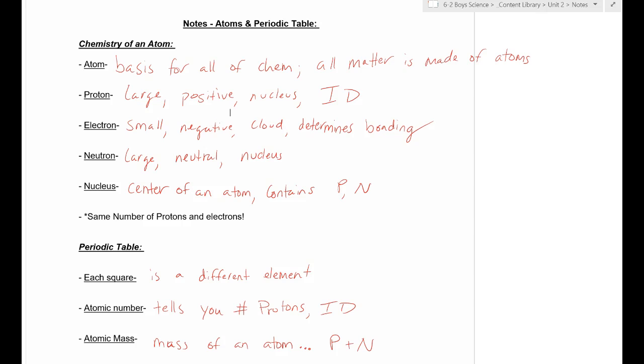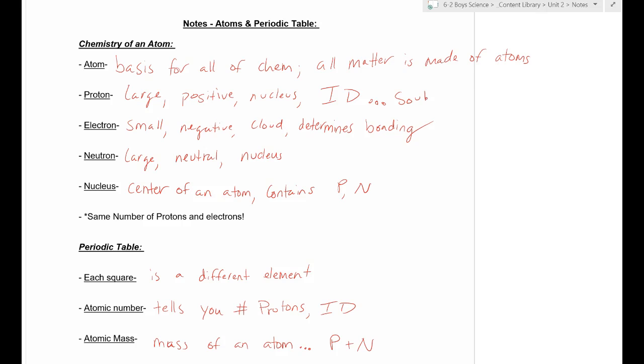Protons are found in the nucleus. They are positively charged, and they are relatively large compared to electrons, at least. And as I've written down there, they're the ID. They're the identifier for an element. If you change the number of protons, you have changed the element. It's like an atom's soul, right? If you change your soul, if you take away from it or add to it, you are no longer the same person.